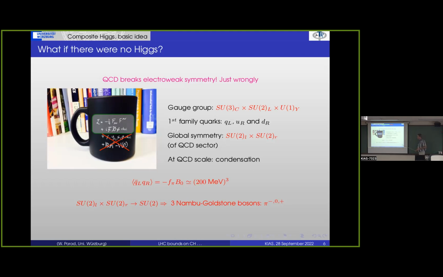And we know at this very small scale, we have the condensation of this combination of a left-handed with a right-handed quark, and this breaks this product group down to a diagonal form, giving rise to three pseudo-Goldstone bosons, the pions. And this is the very same idea that we use in the composite Higgs approach.